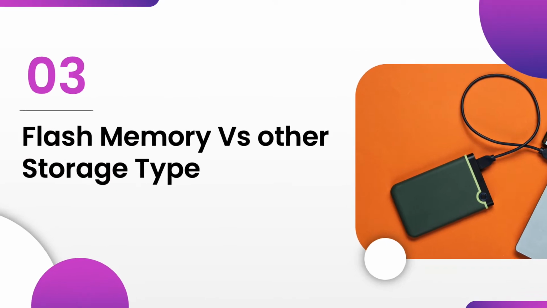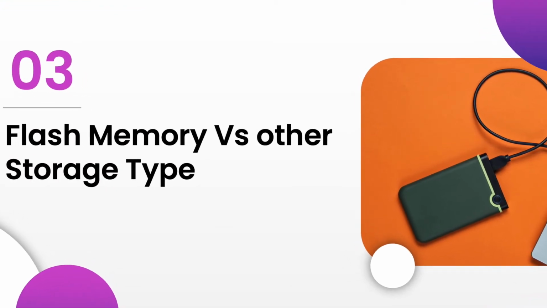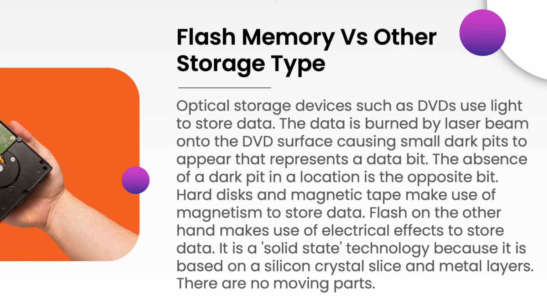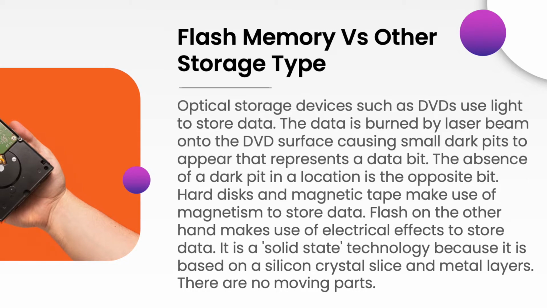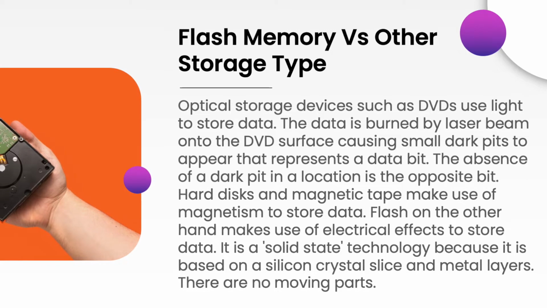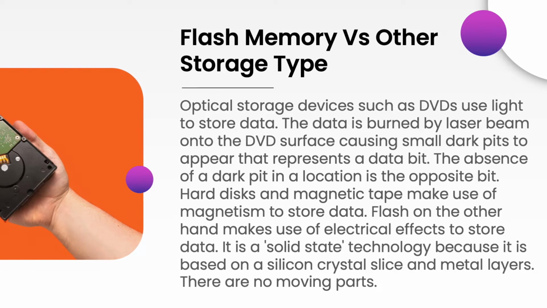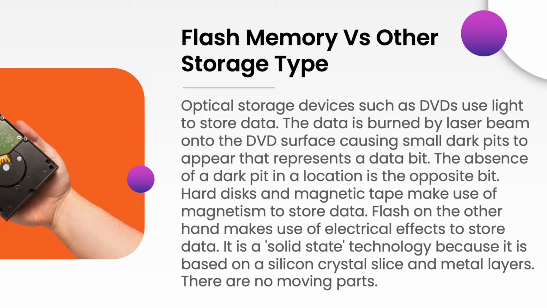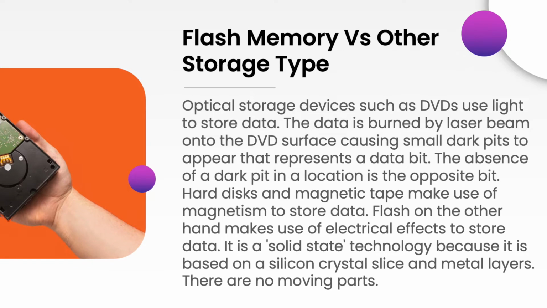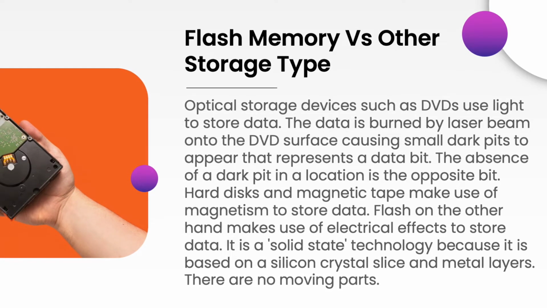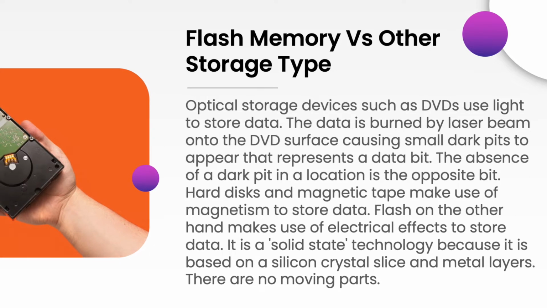Flash memory versus other storage type. Let's look at optical storage devices such as DVDs that use light to store data. The data is burned by a laser beam onto the DVD's surface, causing small dark pits to appear that represent a data bit. The absence of a dark pit in a location is the opposite bit.